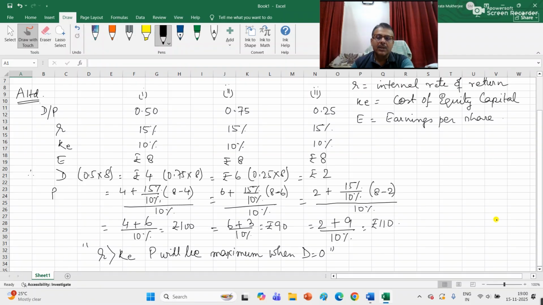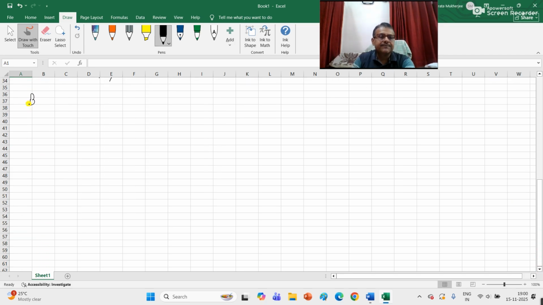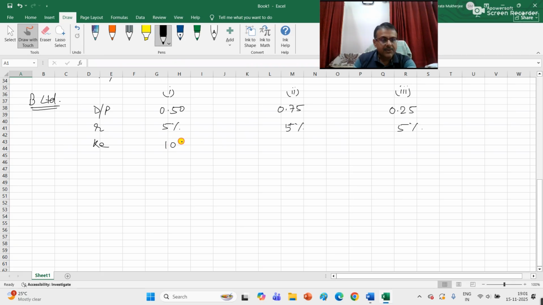Now coming to the next company, B Limited. So here I am writing B Limited, and as such we have the three situations 1, 2 and 3. That is, the DP ratio in the first situation is 0.50, then 0.75 and 0.25. So here the internal rate of return is 5% in B Limited, and KE is at 10%.